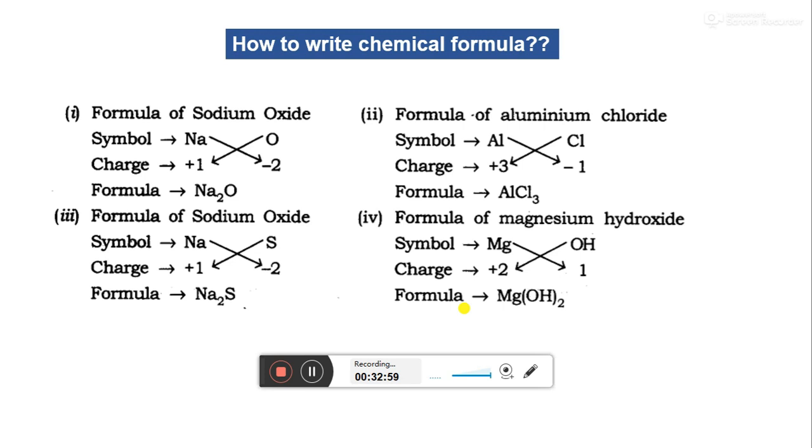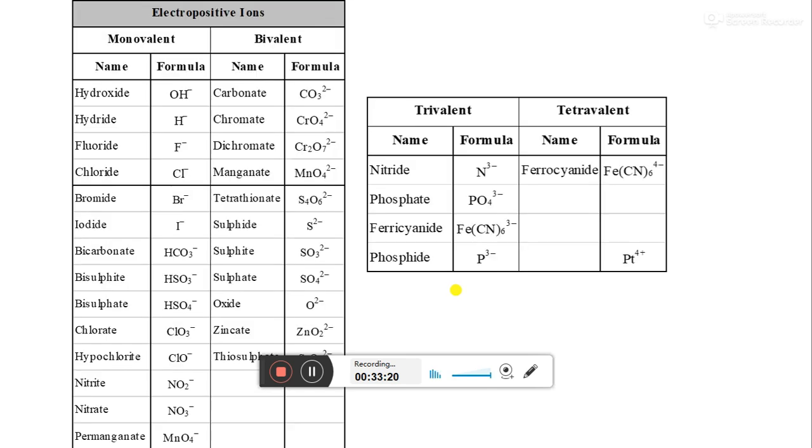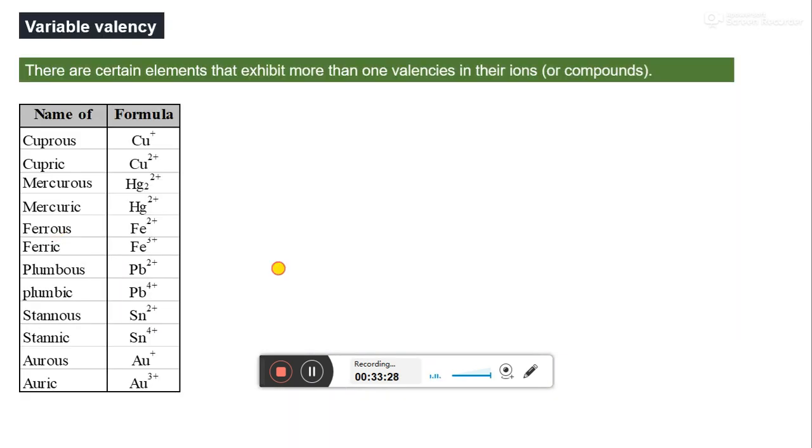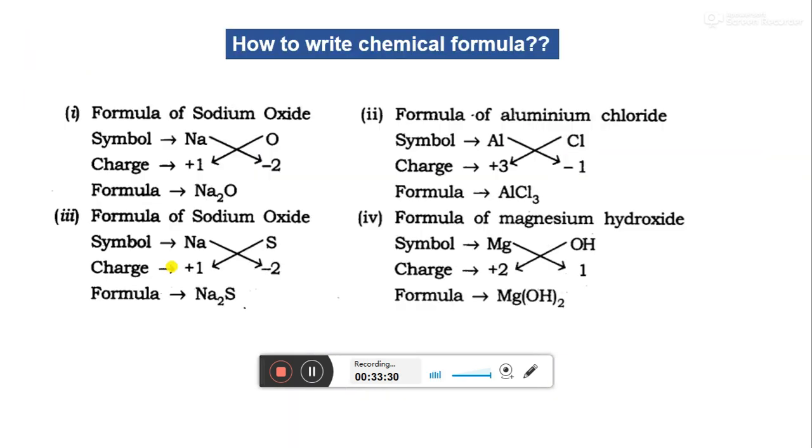Now, how to write the chemical formula? First of all, if I have to write sodium oxide, I have to write the symbols of sodium and oxygen, just similar to what is written over here. And you have to write the charges. Sodium has a +1 charge. If you go back, you will see oxygen has a -2 charge. Here is the sodium. Sodium has a positive charge, that is Na positive. Similarly, oxygen has a -2 charge.